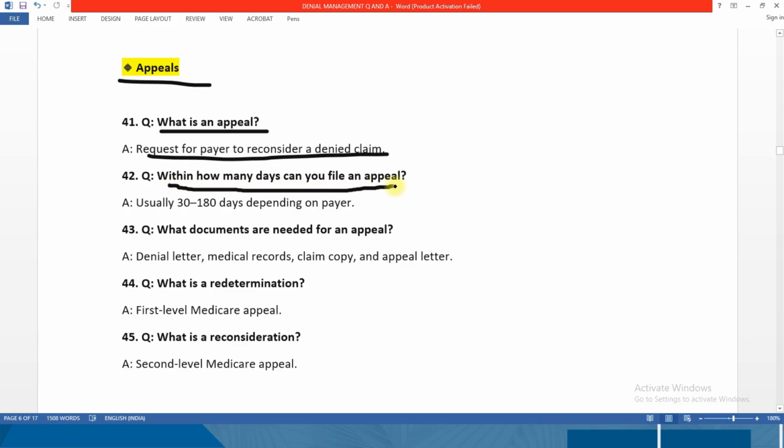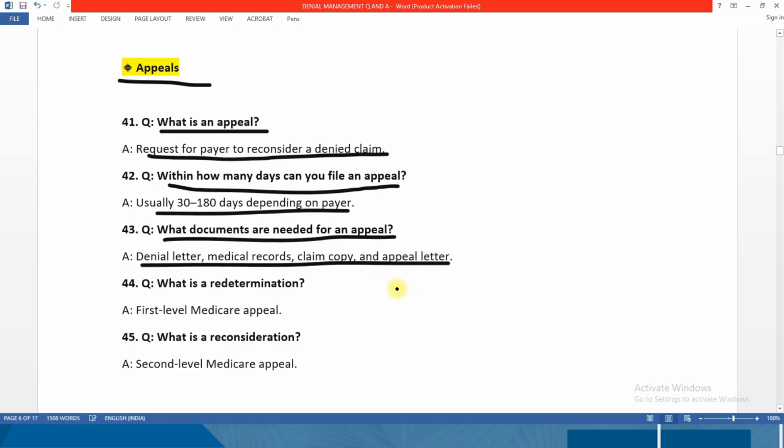Within how many days can you file an appeal? Usually 30 to 180 days depending on the payer. For example, if you get a denial, within a minimum of 30 days and a maximum of 180 days, you need to appeal to the payer. So what documents are needed for an appeal? You need to have the denial letter, medical records, claim copy as well as the appeal letter.